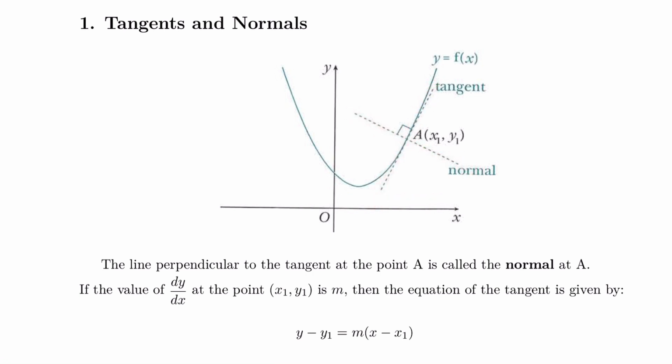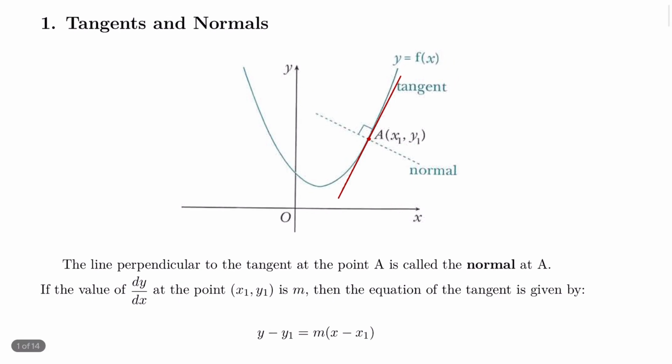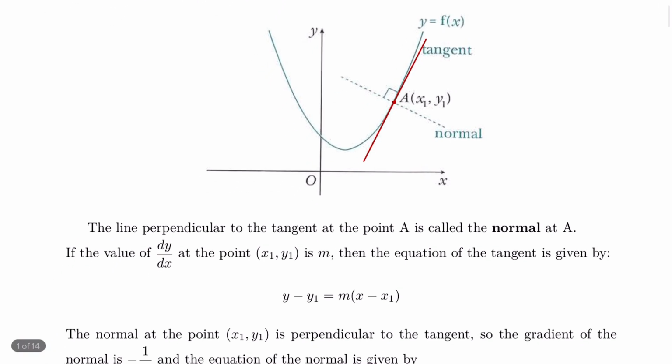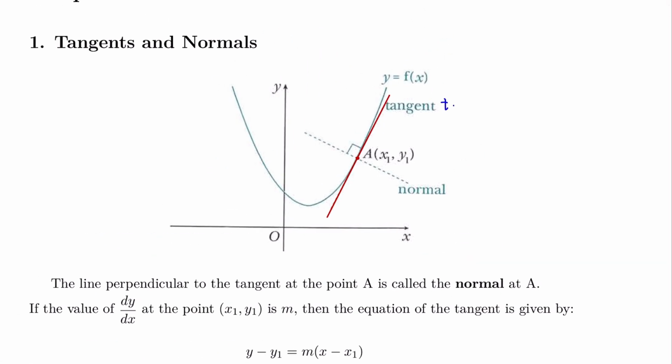So what is a tangent exactly? A tangent is a line that just touches the graph at some point. In this case it is at point A with coordinates (x1, y1). This is a tangent. The full name of this tangent is the tangent to the curve y equals f(x) at point A, which is (x1, y1).